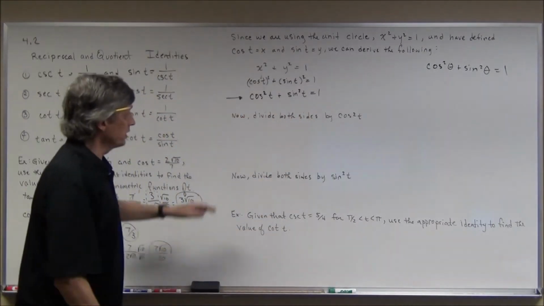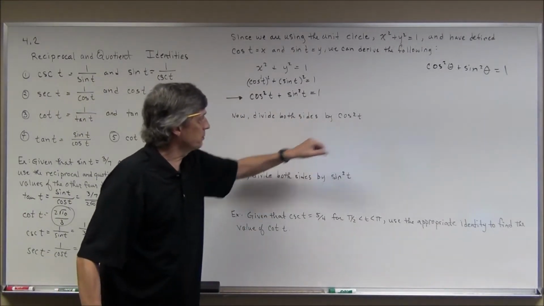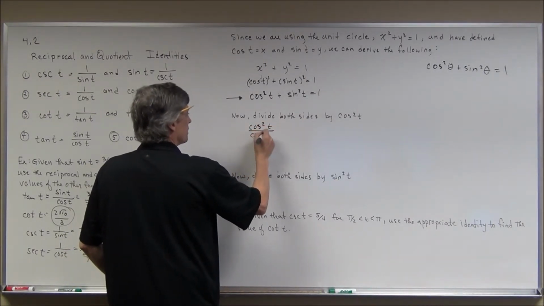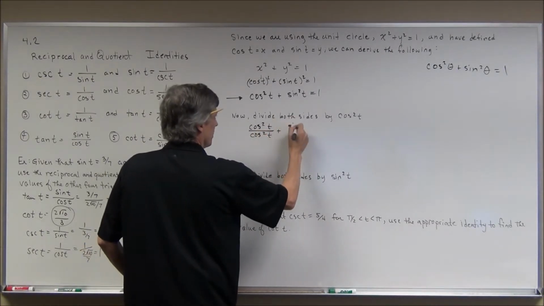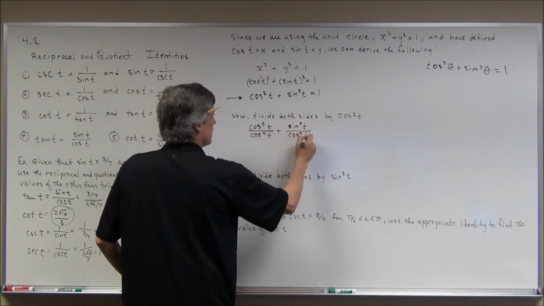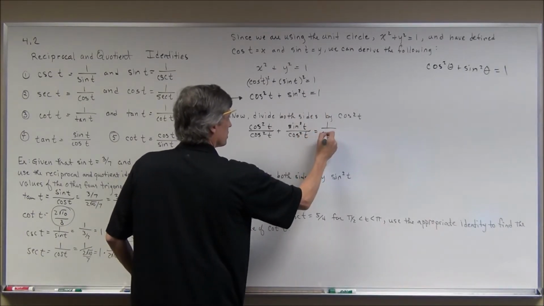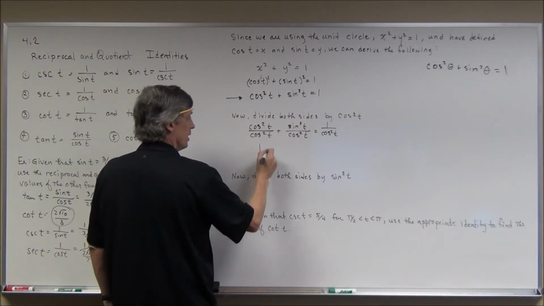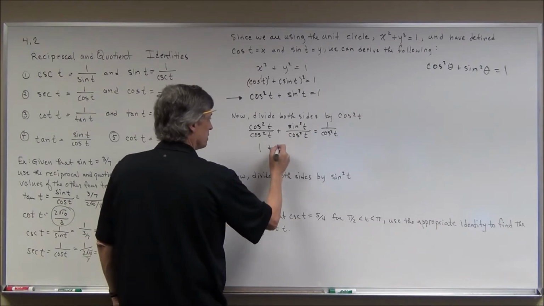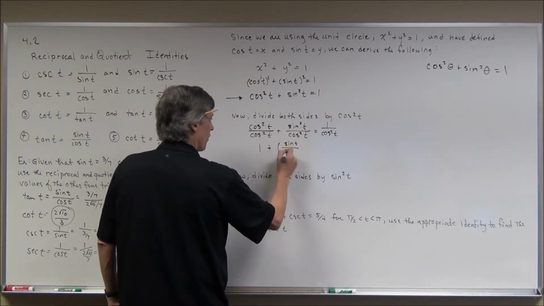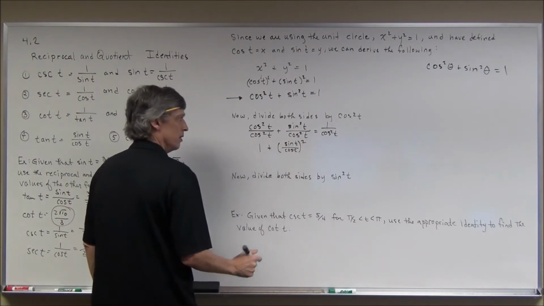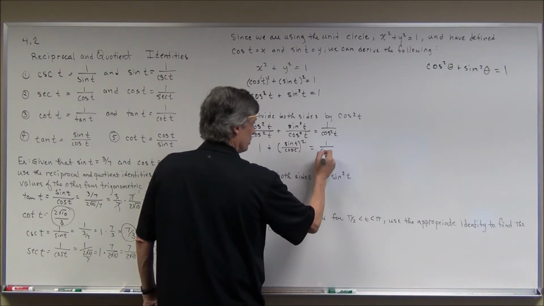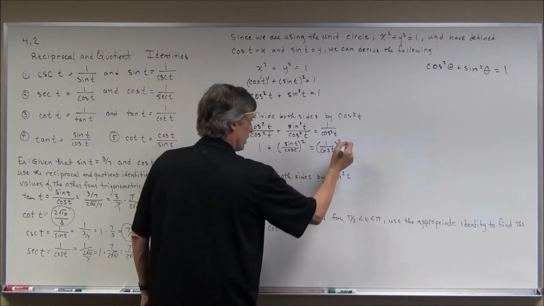Okay? Now, let's take this and divide both sides by cosine squared t. So I'm going to divide the first term by cosine squared t, the second term by cosine squared t, and the right side by cosine squared t. Now cosine squared t over cosine squared t, that's just 1. Plus sine squared t over cosine squared t, that's the same as the sine of t over the cosine of t, squared. And 1 over cosine squared t, that's the same as 1 over the cosine of t quantity squared.